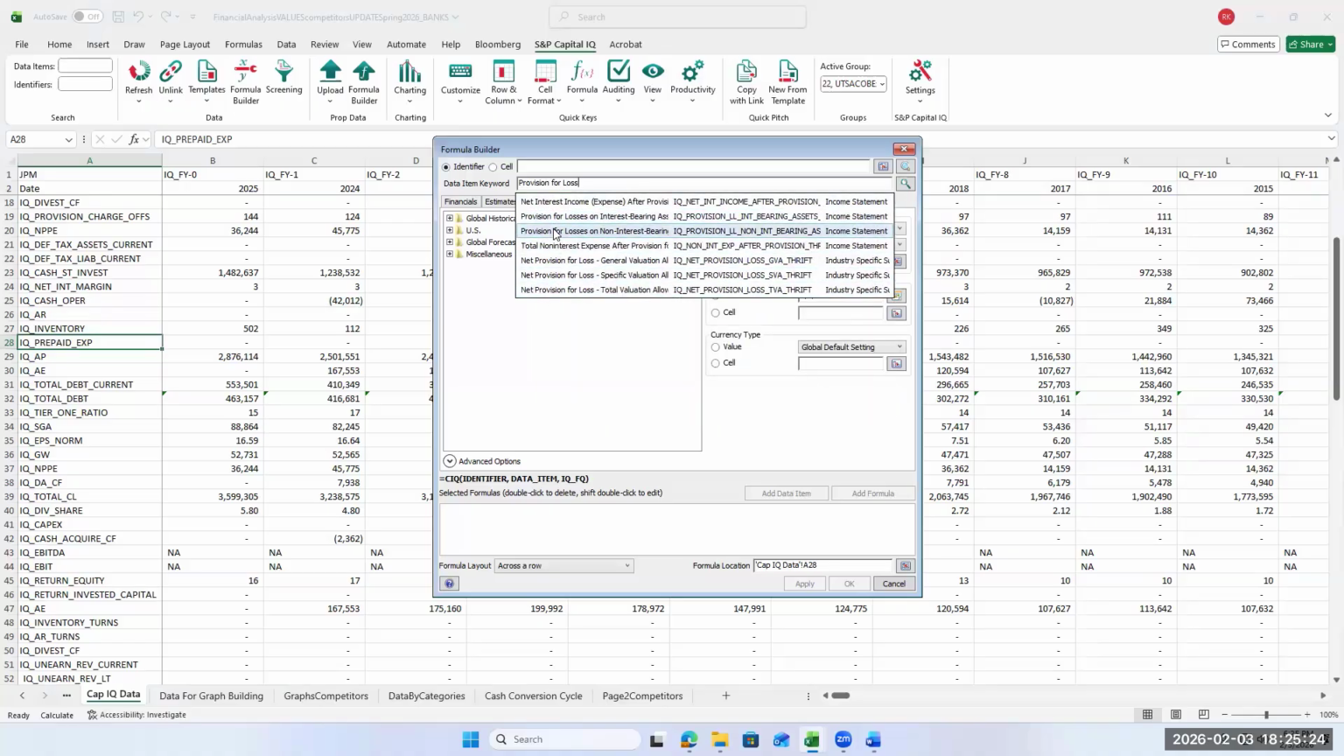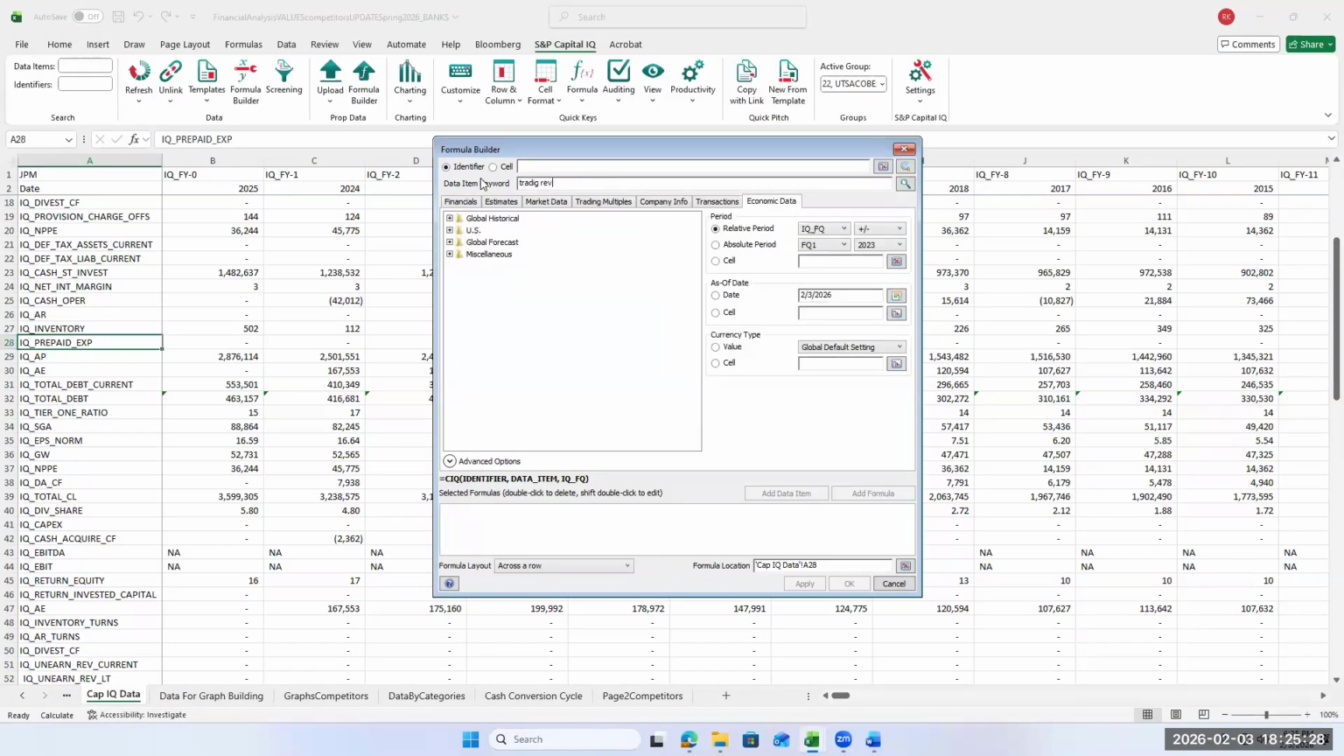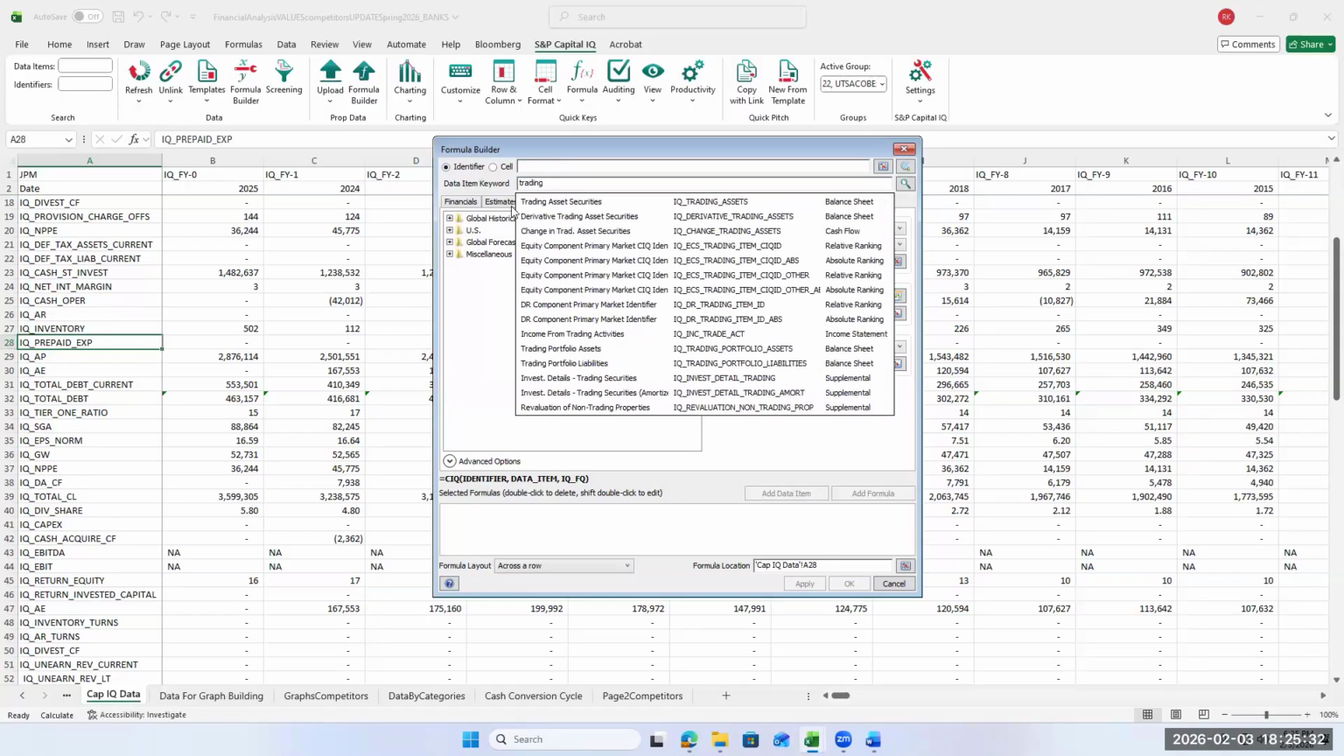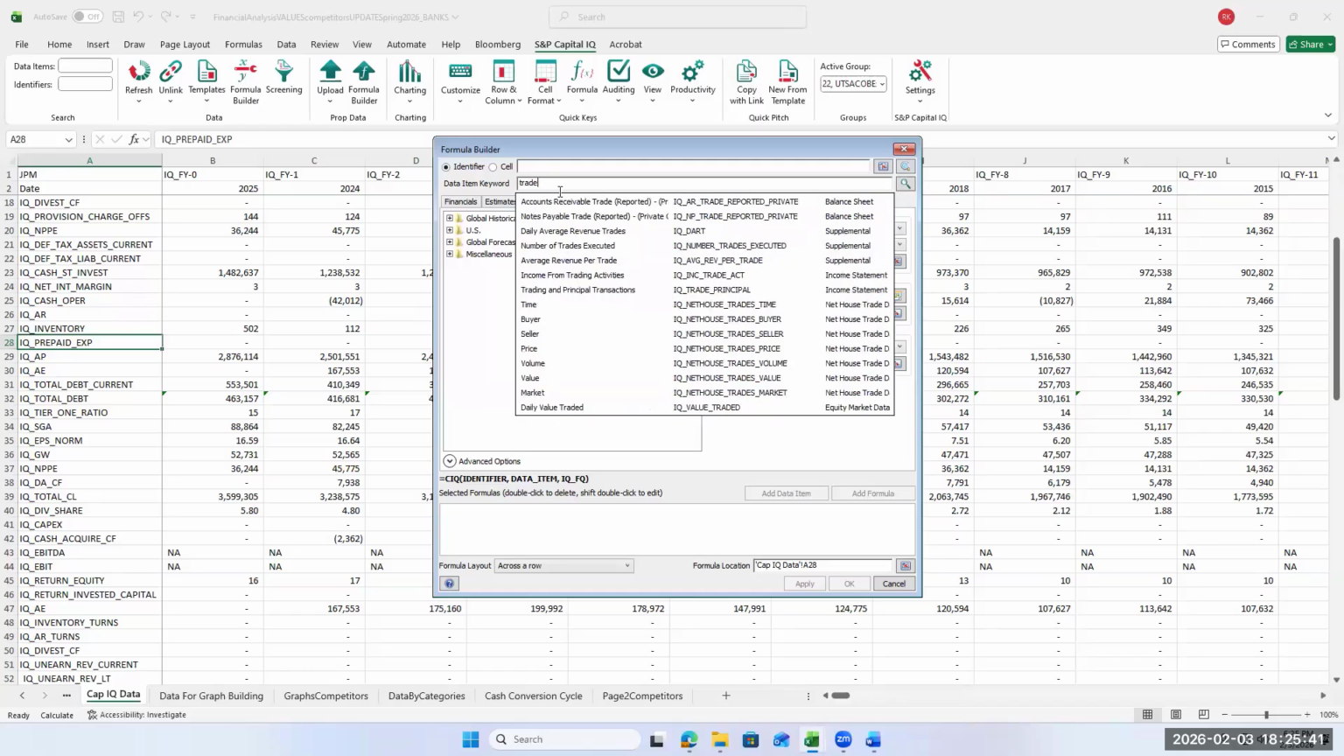Provision for losses on non-interest bearing. Maybe trading revenue is what you're looking for. It didn't bring that up, so I'm just going to type trading asset securities, trading portfolio liabilities. Maybe it's not trading, maybe it's trade revenue. So you just look for income from trading activities.